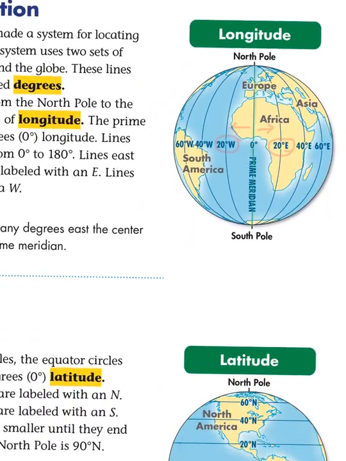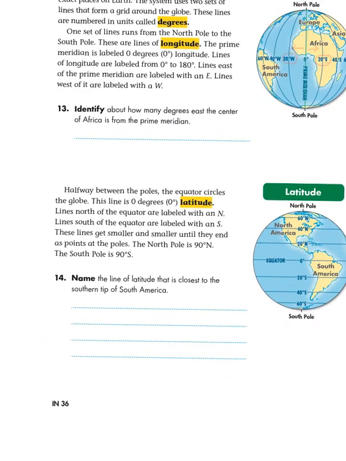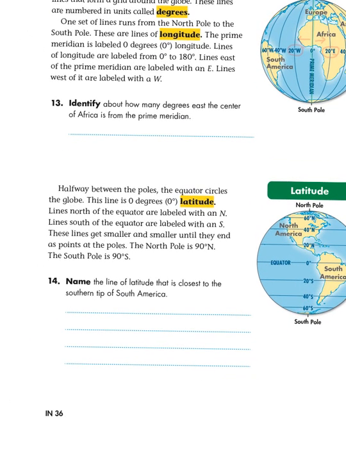Now, we also have a system that shows us a position called latitude. Latitude is based off of the equator. The equator is the middle of the Earth from a horizontal line perspective. It says halfway between the poles, the equator circles the globe. The line is 0 degrees latitude. Lines north of the equator are labeled with an N. Lines south of the equator are labeled with an S, so north and south, same as the longitude lines.